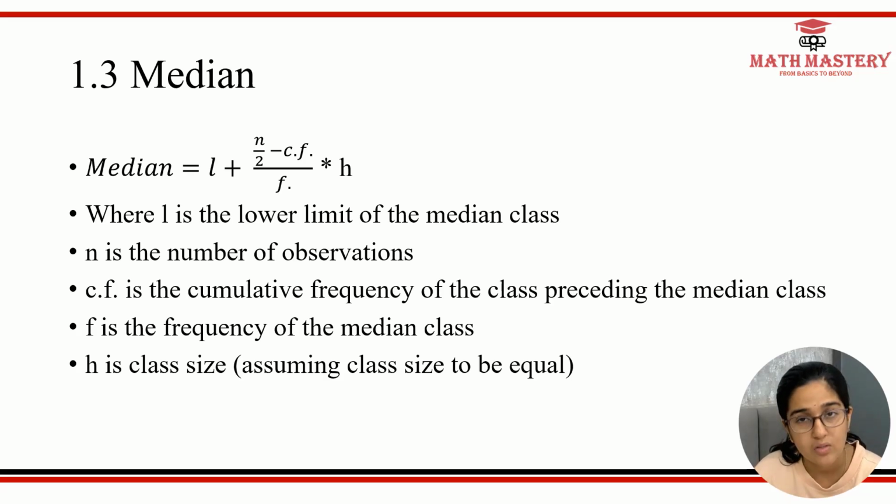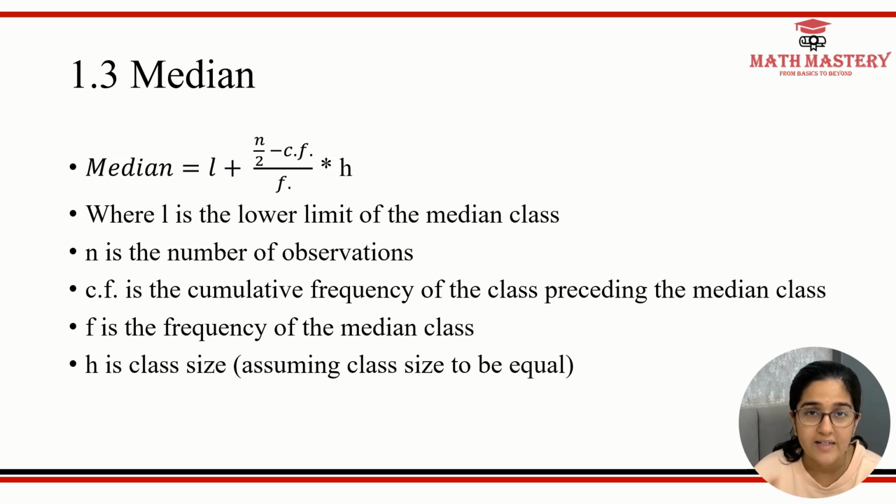So the observation which lies on the (n plus 1) divided by 2th position will be the median. However, in this lecture we are looking at median in case of grouped data. In case of grouped data, the value that divides the data into two equal areas, because this is grouped data, can be a discrete value or a continuous value.